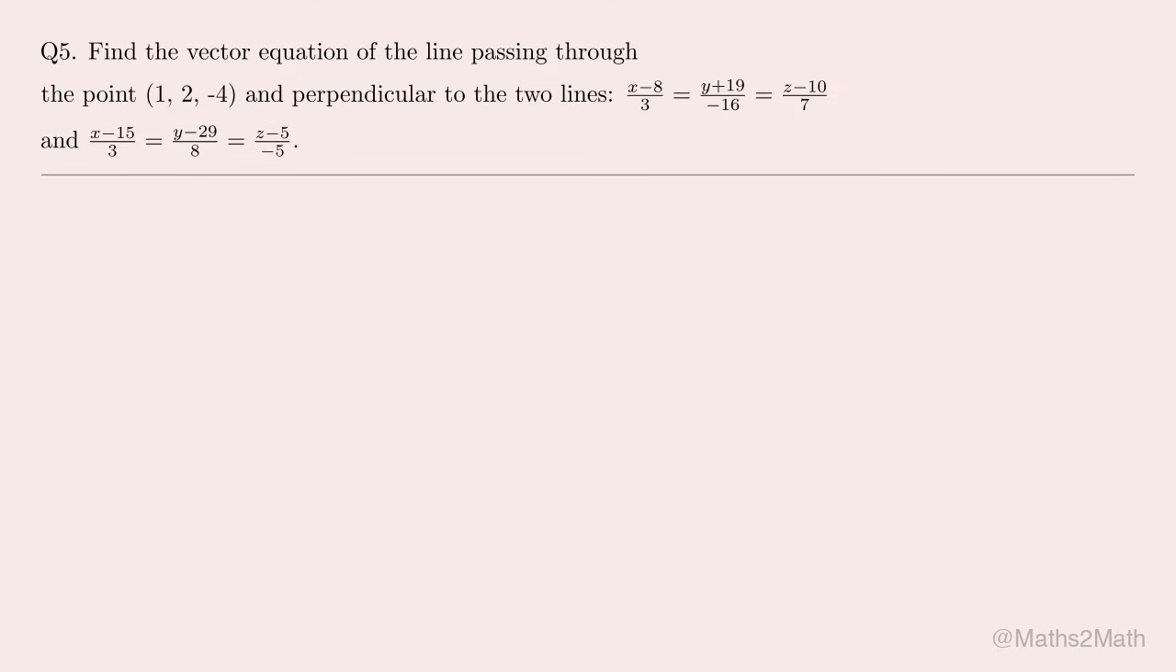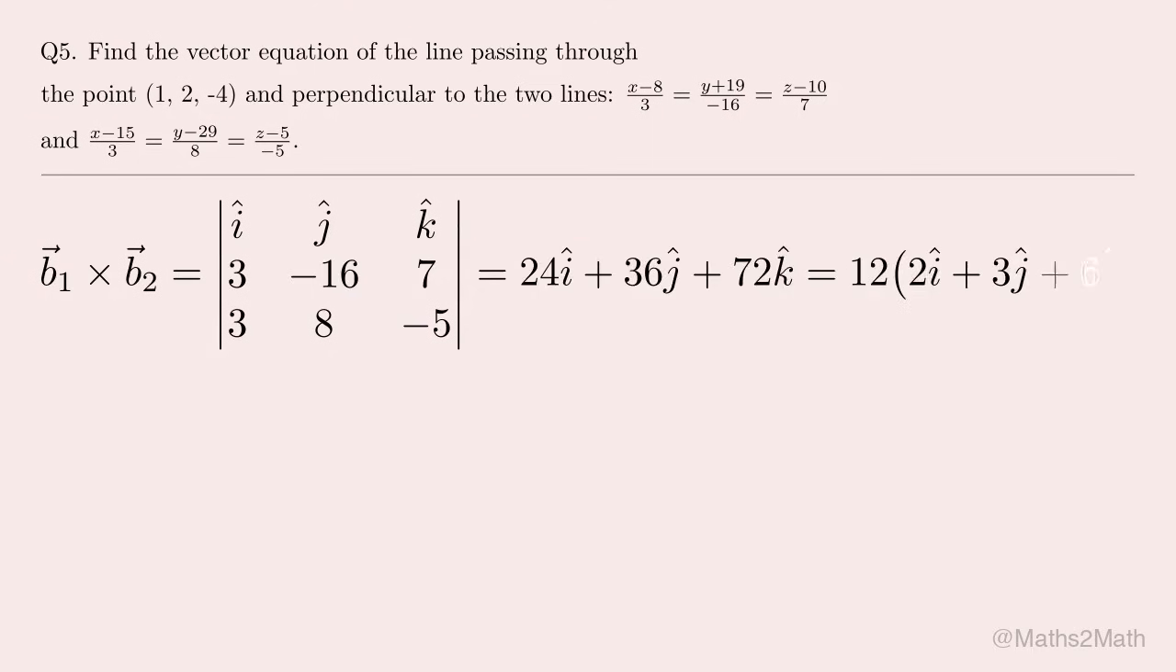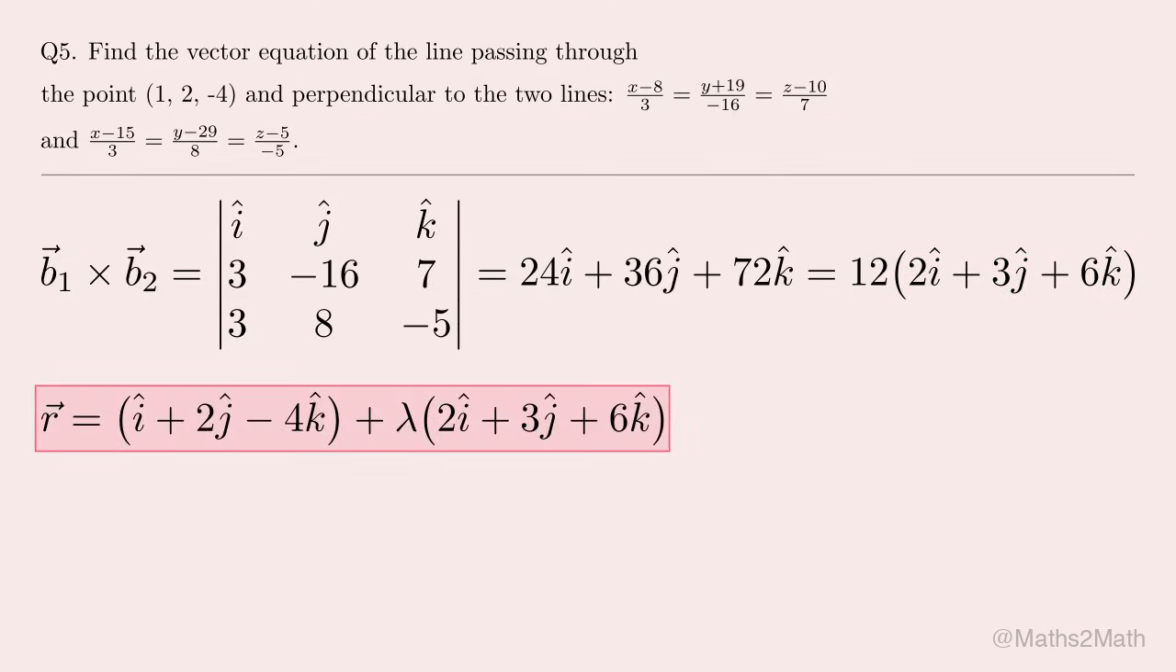Question 5, the last of Chapter 11. Perpendicular to 2 given lines. The cross of their directions is our direction. The cross of 3, minus 16, 7 and 3, 8, minus 5 is 24i hat plus 36j hat plus 72k hat, which is 12 times 2, 3, 6. So the line through 1, 2, minus 4 with direction 2, 3, 6 is r equals that point plus lambda times the direction.